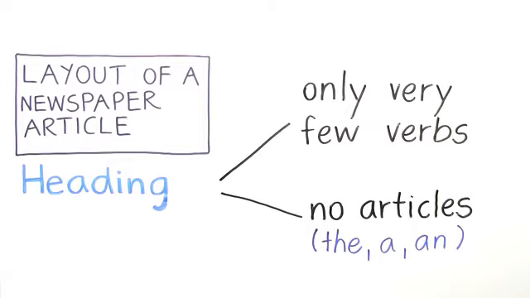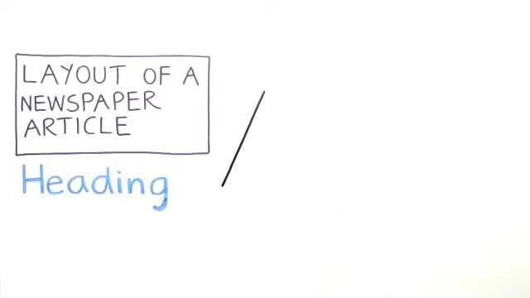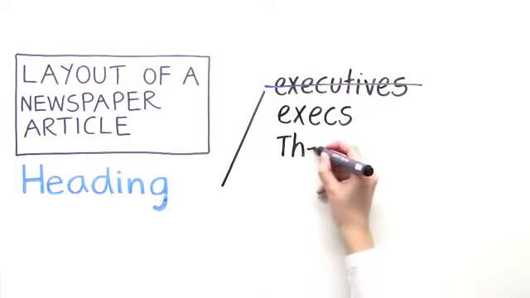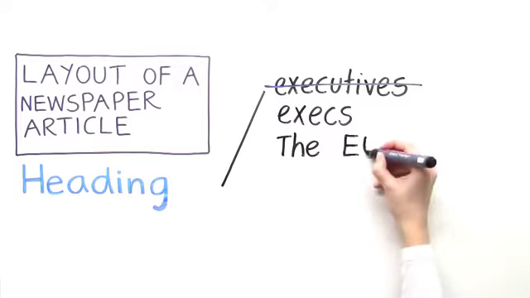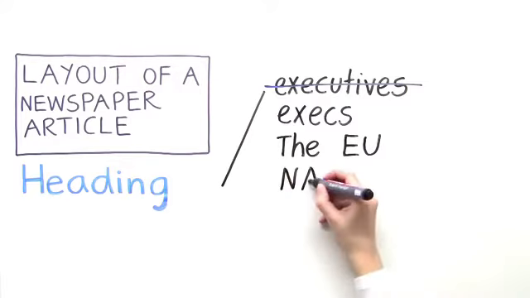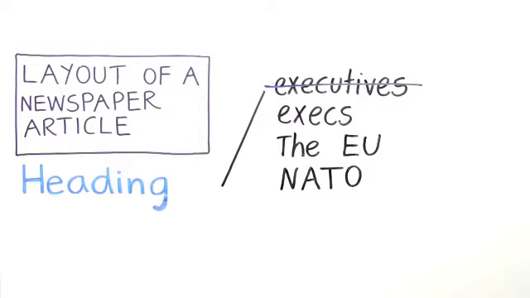Another point is that very often shorter forms of some longer words are used. For example, instead of the word executives, you see execs. And also abbreviations are commonly used: the EU instead of the European Union, or NATO instead of North Atlantic Treaty Organization.